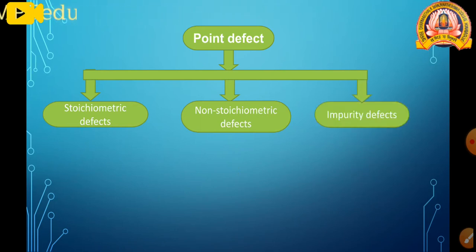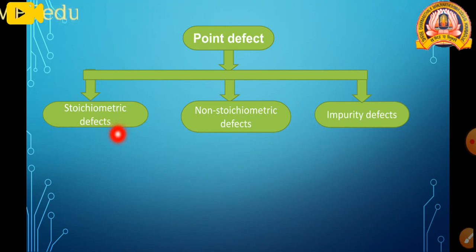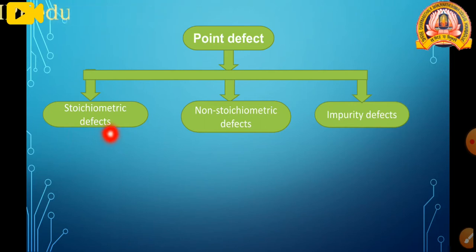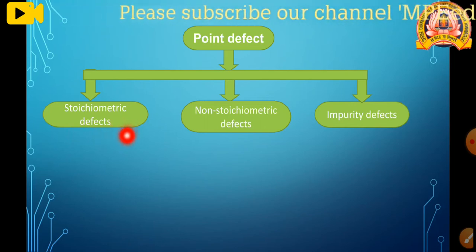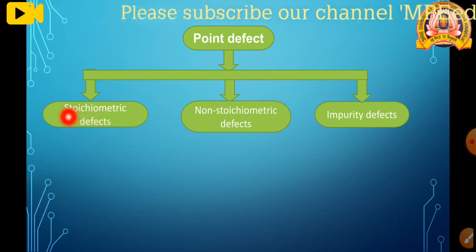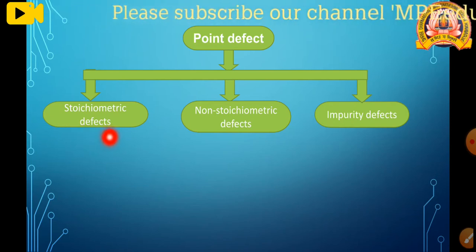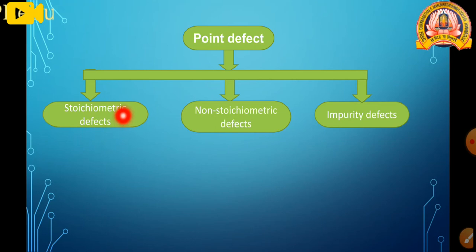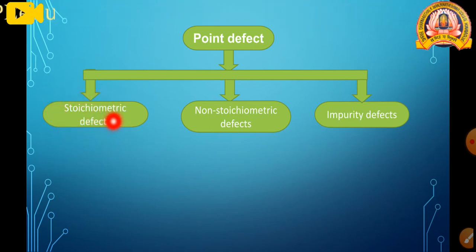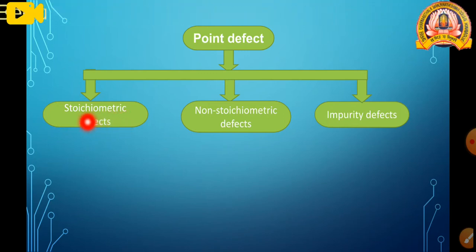The point defects are classified into three types. One is stoichiometric defect. Second is non-stoichiometric defects. Third is impurity defects. Stoichiometric defects: in the previous video, we discussed stoichiometric defects. What are stoichiometric defects and what is the classification? Just recall yourself in your mind. What are the types of stoichiometric defects? There are four types. Just recall in your mind.